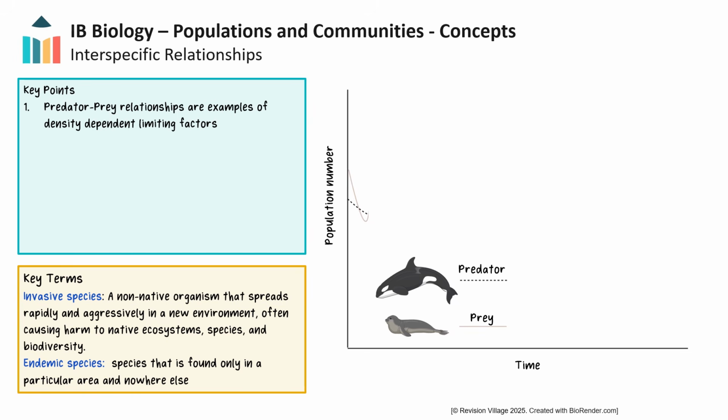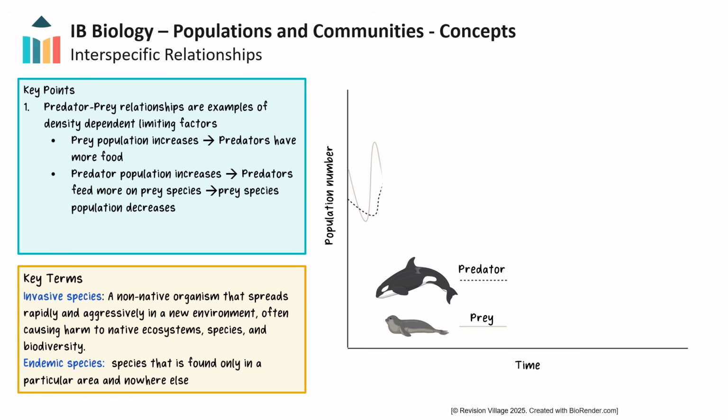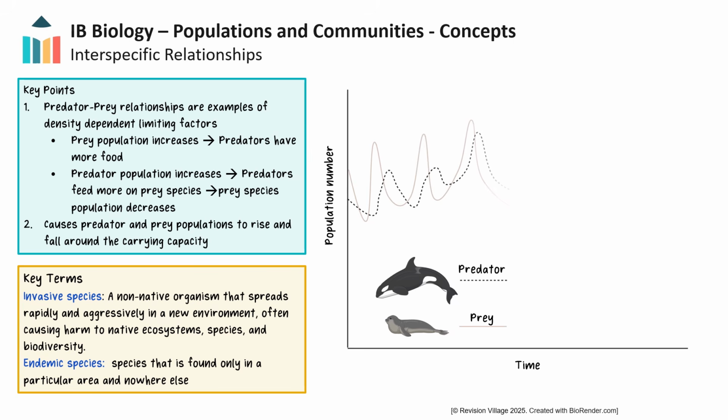Predator-prey dynamics are classic examples of density-dependent limiting factors that function as population control. As prey populations increase, predators have more food and their population numbers rise. As a result, predators feed more on the prey population, reducing the population of the prey species. Because the prey population increase ultimately results in prey population decrease, this is a negative feedback mechanism. However, this pattern repeats. Reduced prey population reduces the predator population, as they do not have as much prey to feed upon, and this weakens the density-dependent limiting factor of predation.